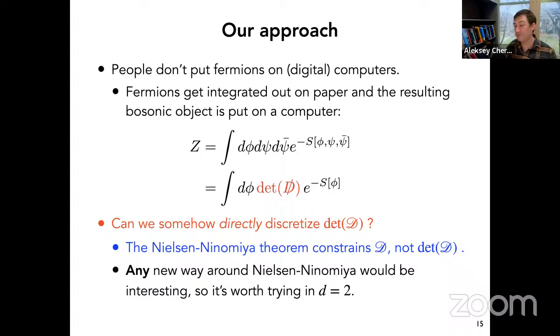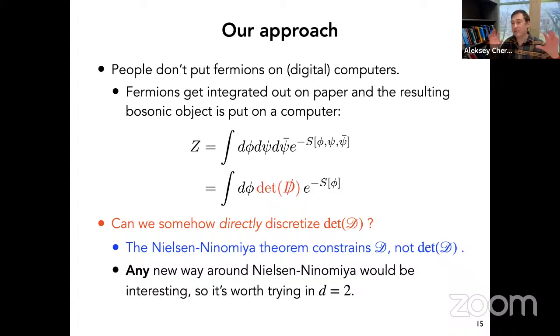The point is that the Nielsen-Lemaître theorem constrains the Dirac operator. And then indirectly, for the class of Dirac operators it discusses, it constrains the determinant. But it doesn't directly constrain the determinant. That's not what the theorem is about. It's about D, not that D. So it might not be obvious how you could possibly discretize the determinant directly, but hold that thought.